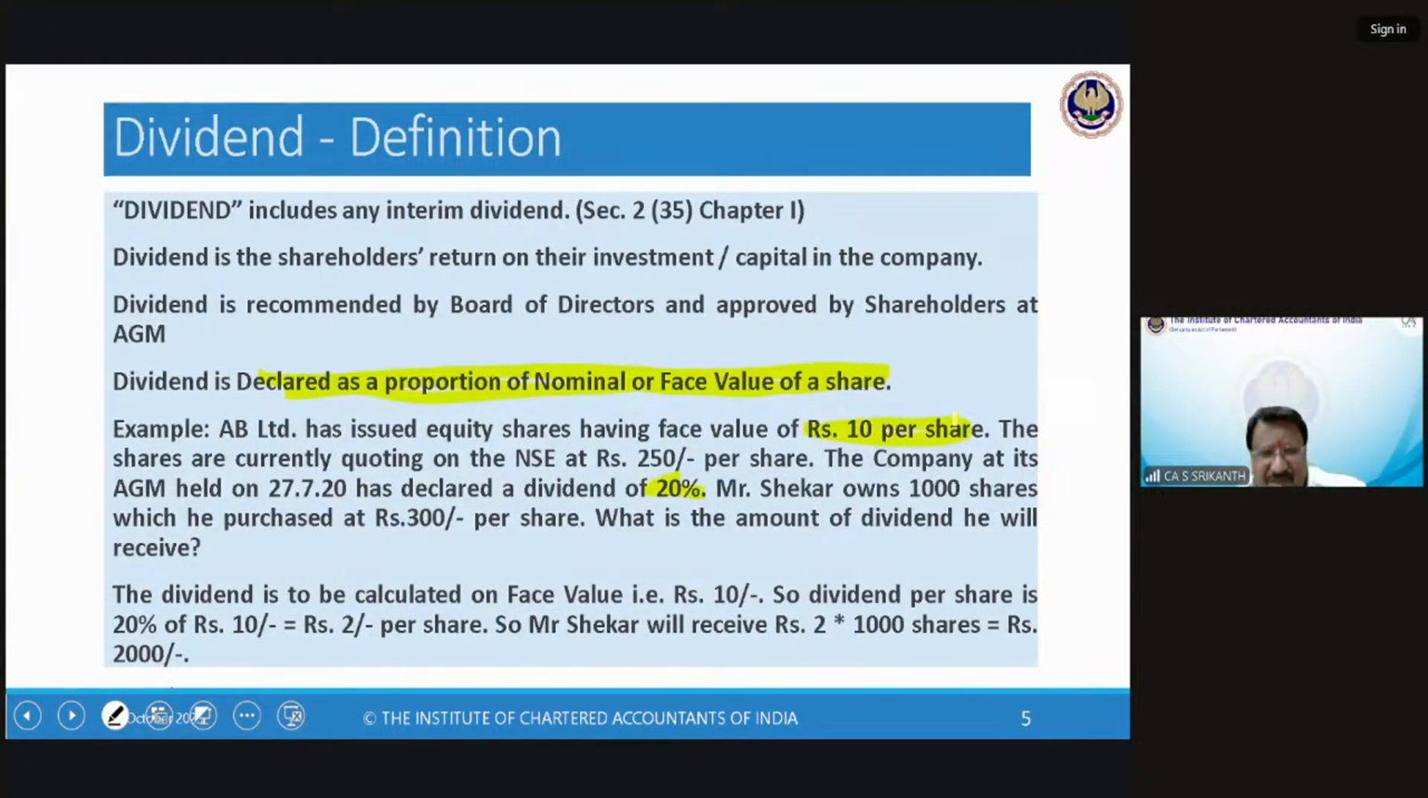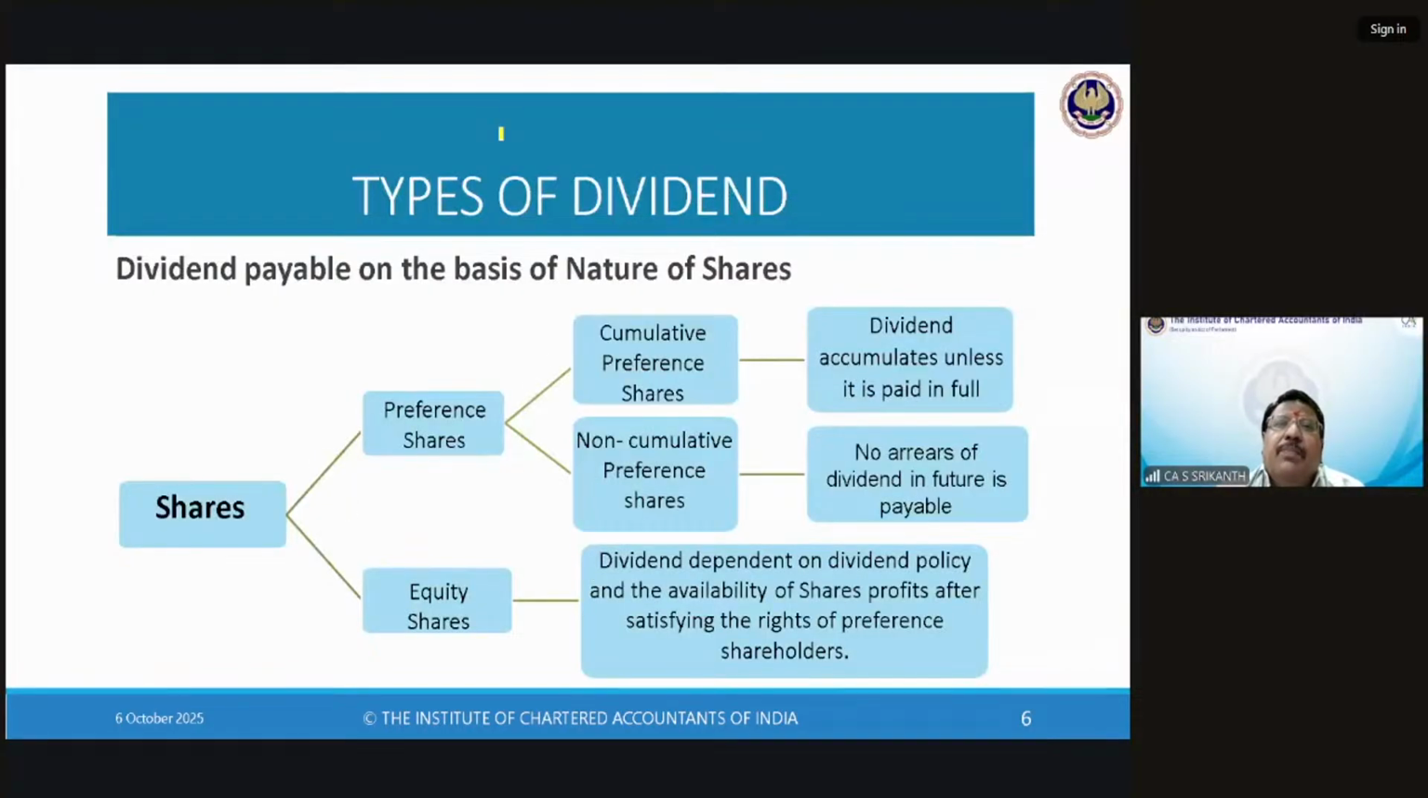right? 2 rupees by 300 into 100, not even 1%, less than 1%. It's okay, but that is how it is. The dividend is to be calculated on face value. Any doubts, you can keep on asking at any time.